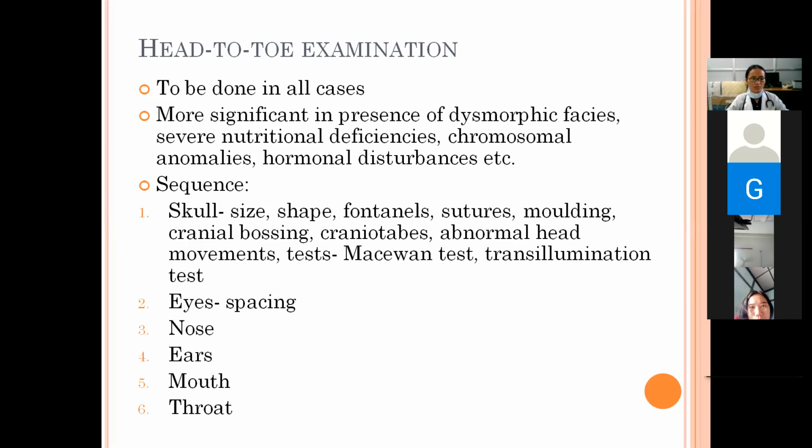And also in the eyes, you can see some nystagmus. Nystagmus is an abnormal jerky movement of the eyes, which can be described in various types, like horizontal nystagmus, vertical nystagmus, jerky nystagmus, pendular nystagmus, various nystagmus that you can note in the eyes. And then after seeing the eyes, you proceed.